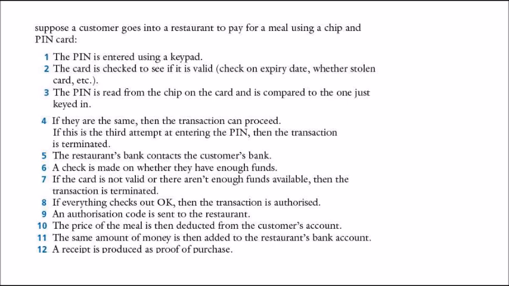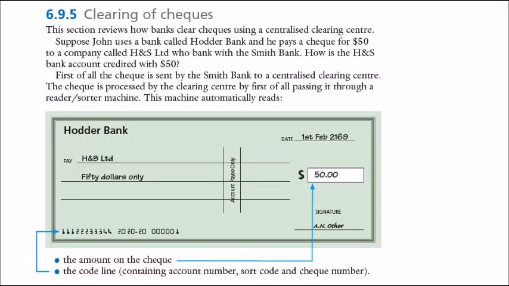The authorization code is sent to the restaurant. The price of the meal is deducted from the customer's account. The same amount of money is added to the restaurant's bank account, and a receipt is produced as proof of this purchase.